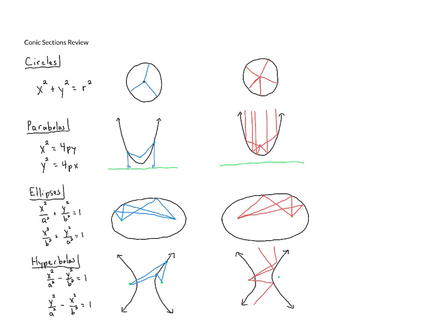So this is a comparison of the equations of these four shapes, the geometric definitions of these shapes based off of distances, and also the reflective properties. I just wanted to look at all four of these together so we could see that there are some big similarities, algebraically and geometrically.